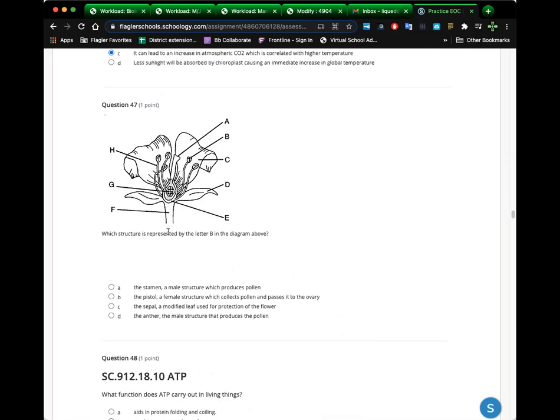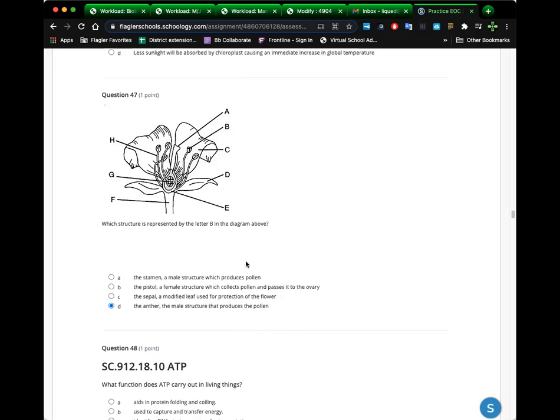All right, parts of the flower, B, right here. Okay, this is where the pollen is. So all the pollen are on these outer things. Those are the male parts. The middle part is the female part. So that's the anther, the male part that produces the pollen.